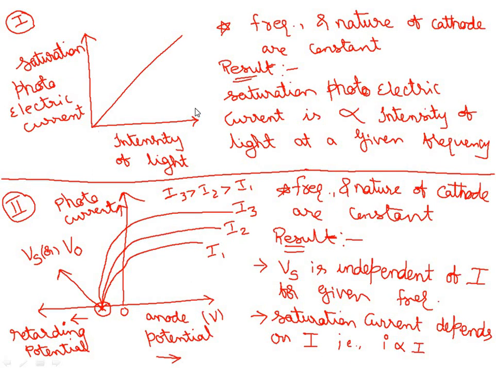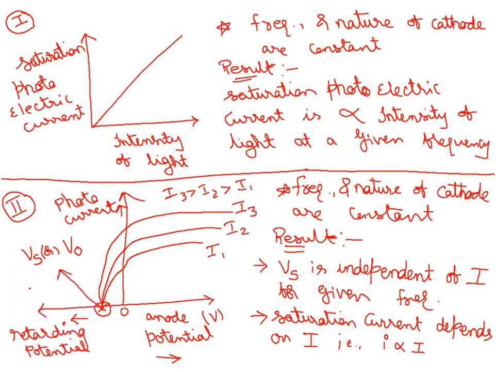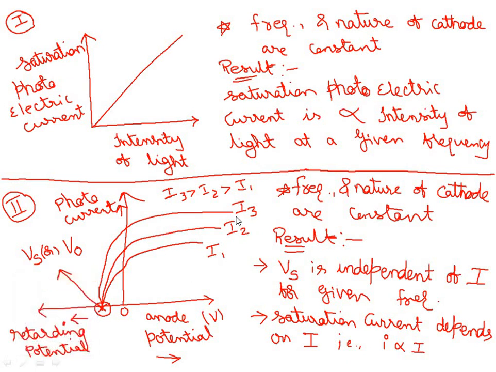Now, what is the result of this condition? It shows that the saturation photoelectric current is directly proportional to the intensity of the light at that given frequency. Remember, we made the frequency and nature of the cathode constant. So it will be very easy for you to remember all these conditions. That's why I am drawing the graphs again and again, even in this topic.